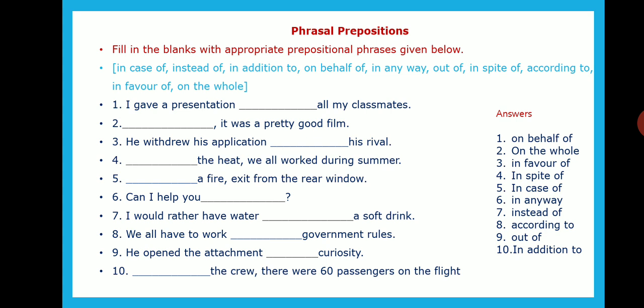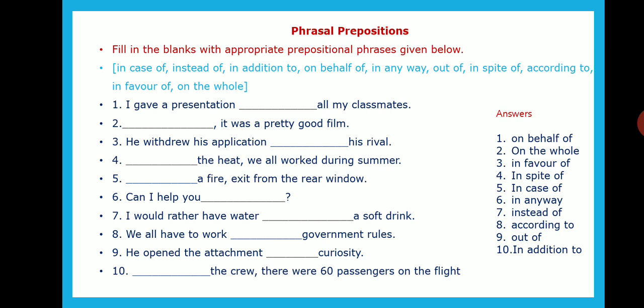Fourth one, dash the heat, we all worked during the summer. It was very hot in summer, but in spite of that heat, we all worked during summer. So, what is the phrasal preposition to be used here? In spite of. Next, fifth sentence. Dash a fire, exit from the rear window. So, if there is a fire, in case of fire, you have to exit from the back window. So, what is the phrasal preposition that you have to write here? In case of.